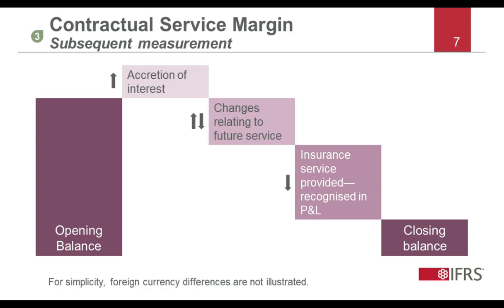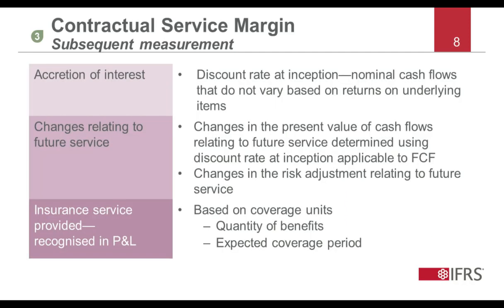Those changes can reduce or increase the balance of the CSM. However, the CSM can never be below zero. The balance of the contractual service margin, or the CSM, is then allocated and recognized as the insurance service provided in the period in profit or loss. We will discuss this in more detail in the next slide.